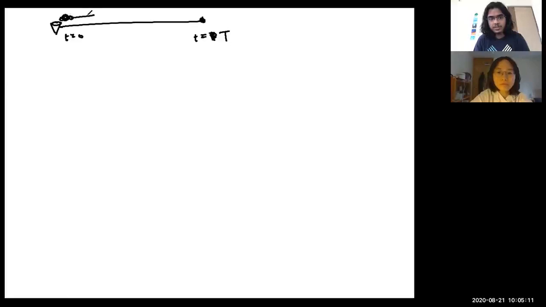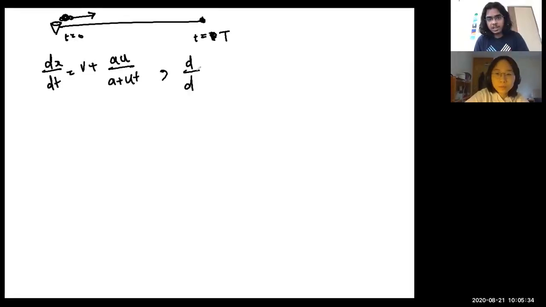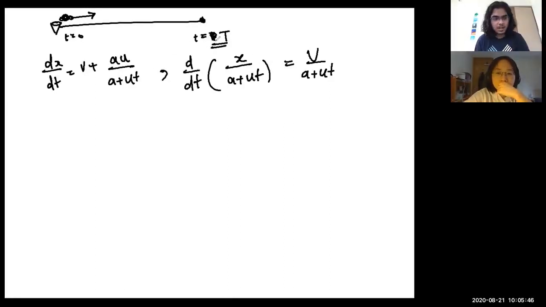So the ant here is moving with a velocity governed by an equation. So there are two equations governing the velocity. We first showed that dx by dt is v plus au over a plus ut. And the second equation that we derived from this one was d by dt of x over a plus ut is v over a plus ut. And now, using this information, we have to find a relation for the time capital T.